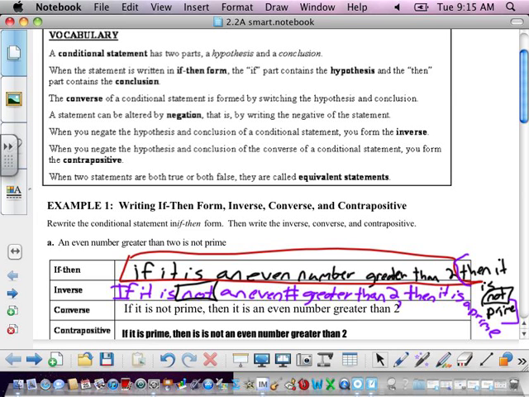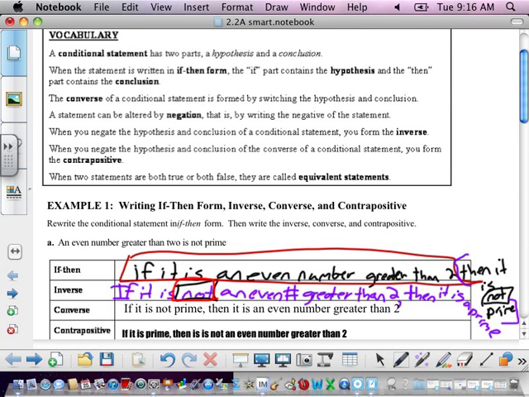Okay? So the inverse is literally, see this right here? We are writing the word not. If it is not an even number greater than 2, then it is prime. See how we had a not in there and we took it out? We're either putting a not in or taking a not out.